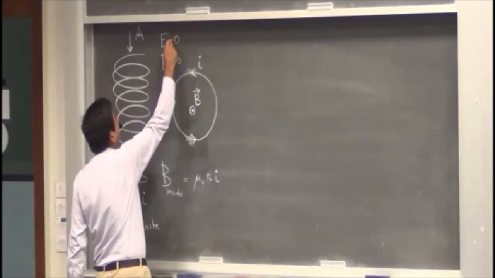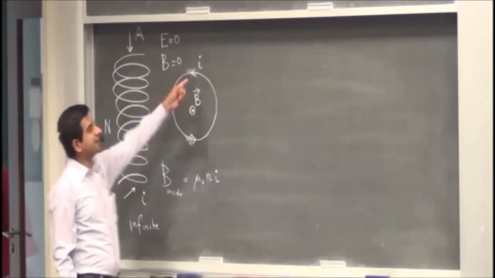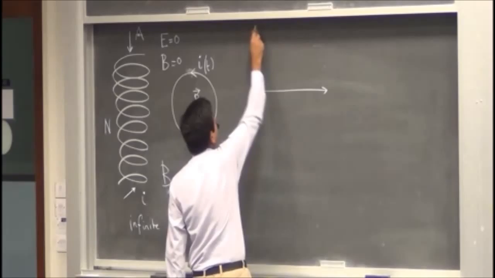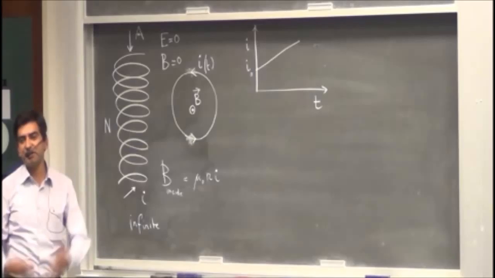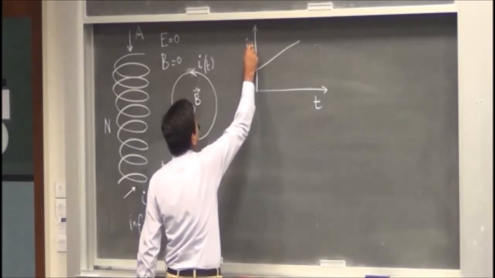Now suppose I make this current vary with time. So I make this a time-dependent current, I(t). For example, I can have a current of this form. The current starts off at some value I naught and then it ramps up with time. So I have a power supply connected to the solenoid so that it changes the current in a linear fashion. So this is the current through the solenoid.